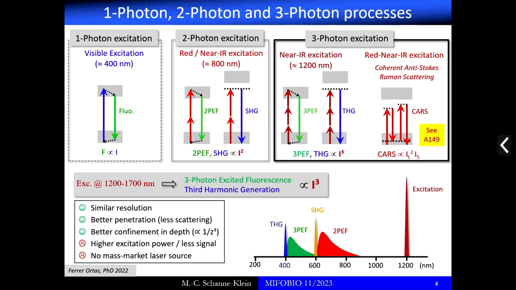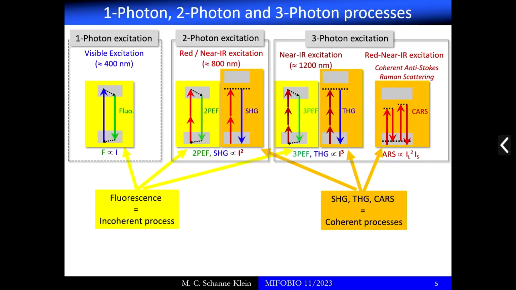The advantage of three photon excitation is that while we have a similar resolution, typically, we have a better penetration because there is less scattering in the near IR, and also a better confinement in depth, so it is more robust upon scattering because it scales as the fourth power of the inverse axial depth. However, we need a higher excitation power because there is less signal, so it's a little bit more tricky to have no photodamage, and there is no mass market laser source such as titanium sapphire. So with OPOs and OPAs, it's a little bit more complicated.